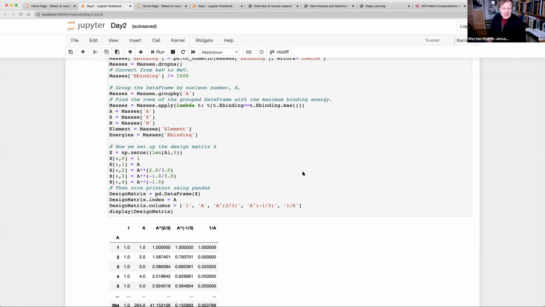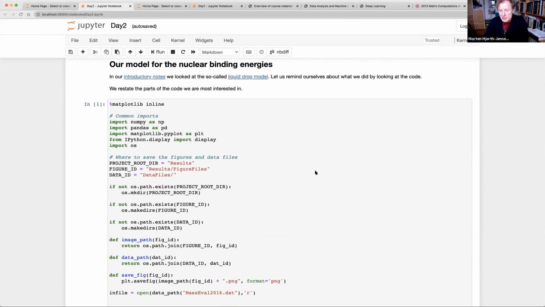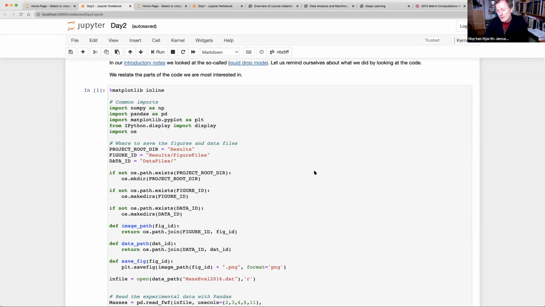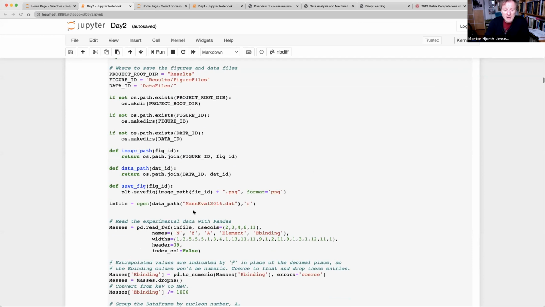So what we had on Monday was this example of the nuclear binding energies. We had this file with something like 3,000 plus data on nuclei, and we wanted to fit that with this specific model, which is called the liquid drop model, a simple parametrization as a function of the number of nucleons. The number of nucleons is equal to the number of protons plus neutrons. And the file is something you can find easily at this GitHub address.